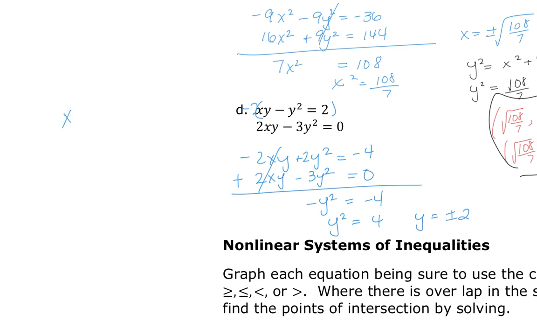So I'm going to have x multiplied by a +2 when y is equal to +2, and then minus the +2 squared is equal to 2. So I have 2x minus 4 is equal to 2. And so 2x is equal to 6, x is equal to 3. So my first ordered pair, and this is y is equal to 2, is 3, 2, and I am actually going to check it.